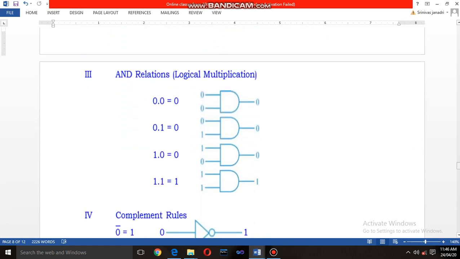Third one is the AND relation. This also does not need much explanation. You know the AND operation, where these 0 0, 0 1, 1 0, 1 1 represent the x y values. These are the possible symbols of an AND gate.